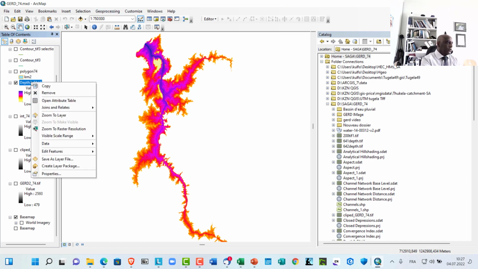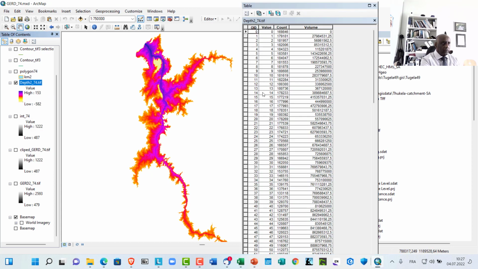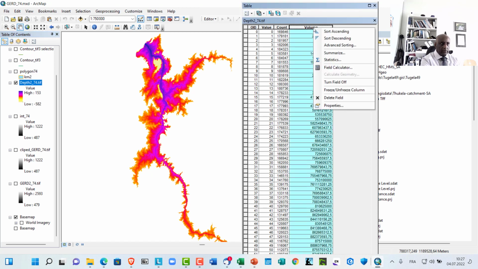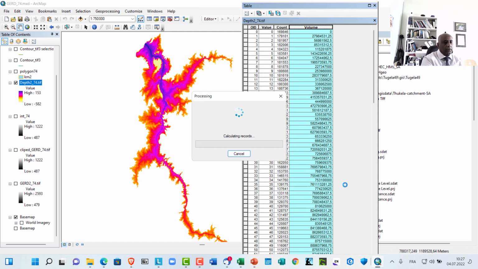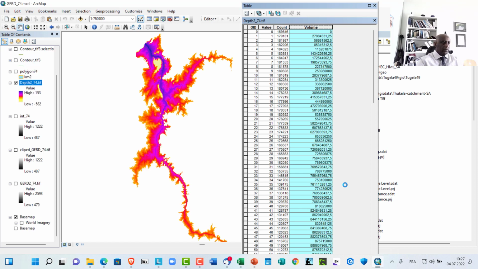If you are interested, I can show you the table. You see, it will give you the value and the count of it. Then you just simply go here, form this field and calculate. You have the value, you have the count, and you know the area of the pixel, 12.5 by 12.5. You just calculate the volume of each group of similar collected pixels. Then finally, it will give you this.